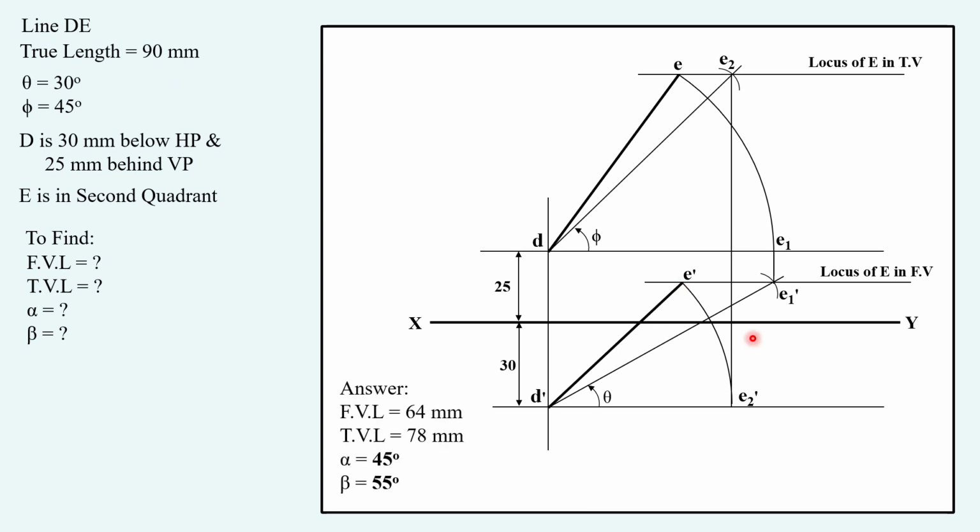Front view length equals 64 mm, top view length equals 78 mm, alpha will be 45 degrees and beta will be 55 degrees.